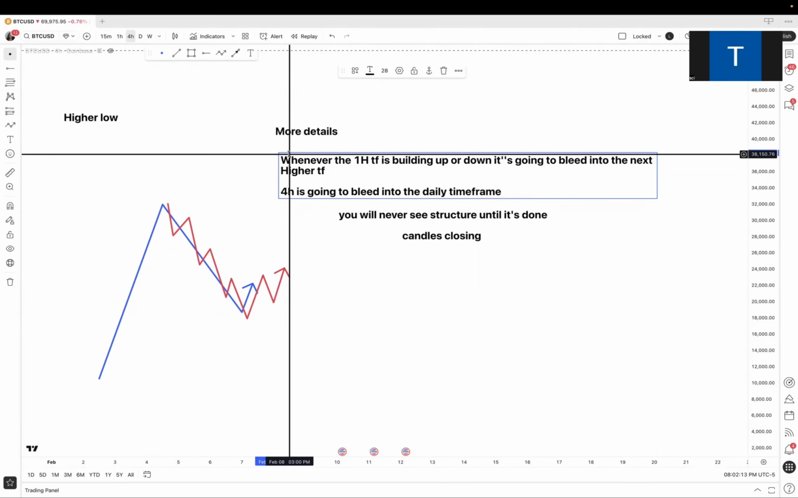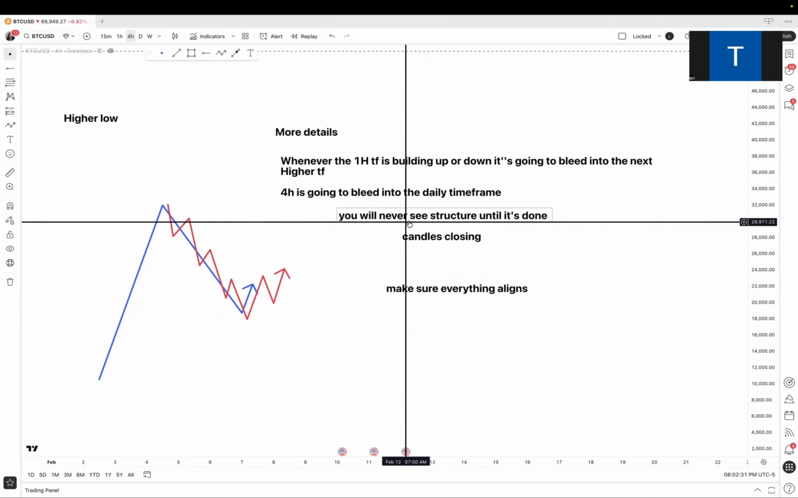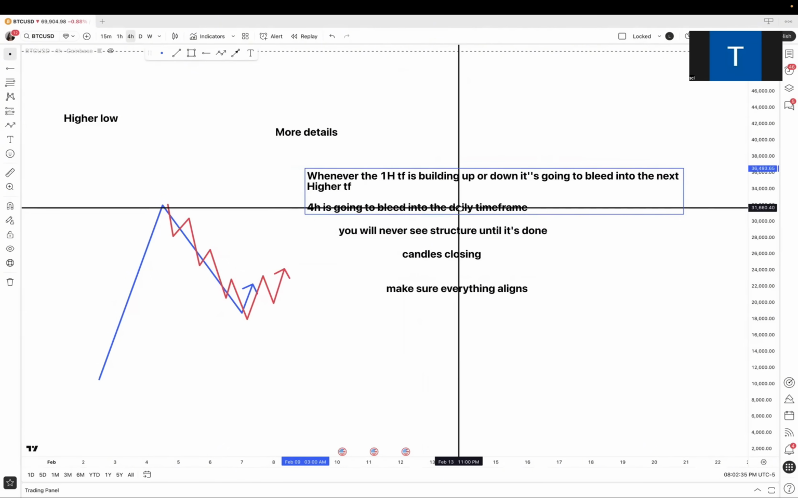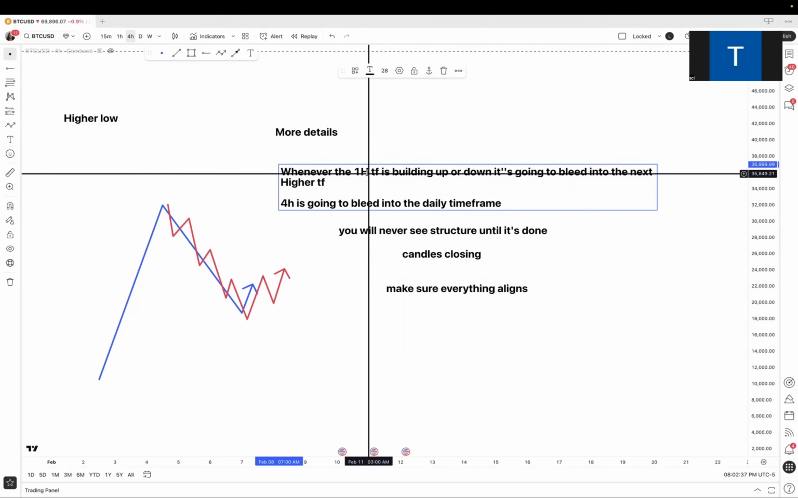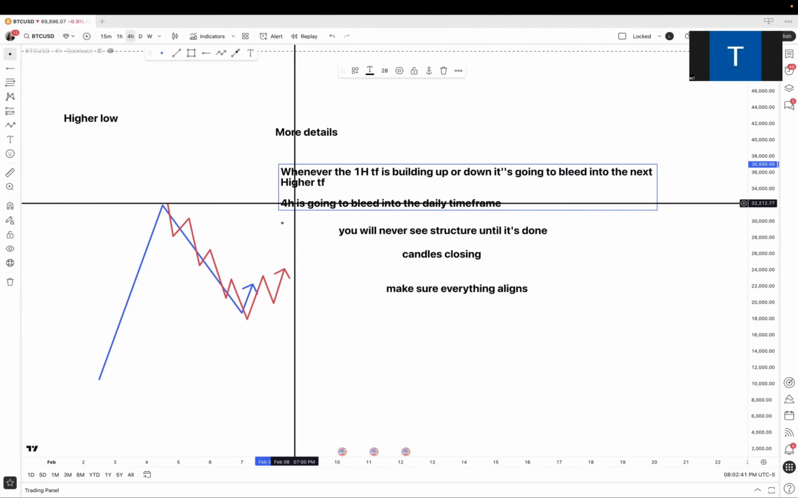And you could do this with the 15. So the 15 goes into the 30 goes into the 1-hour. Everything needs to align. Yesterday, my biggest rule for you guys is to make sure everything aligns, right? So with this being said, as we're trying to make sure everything aligns, we're keeping this in mind. Whenever the 1-hour is building up or down, it's going to bleed into the next higher time frame.